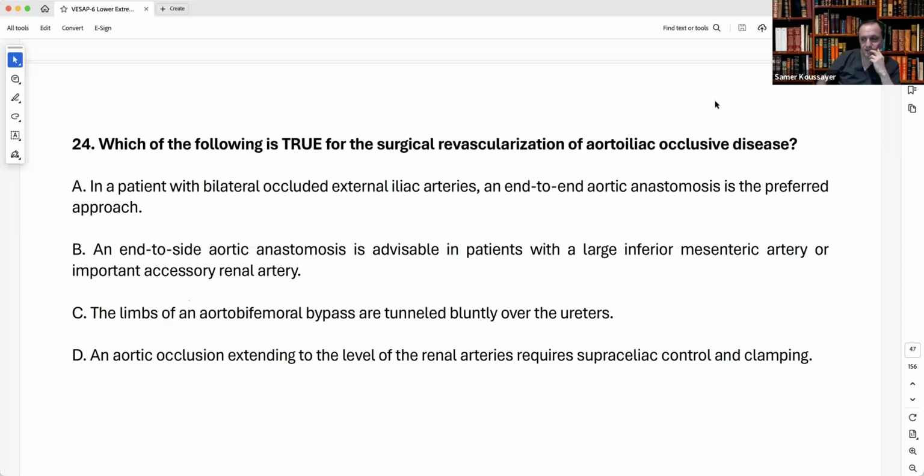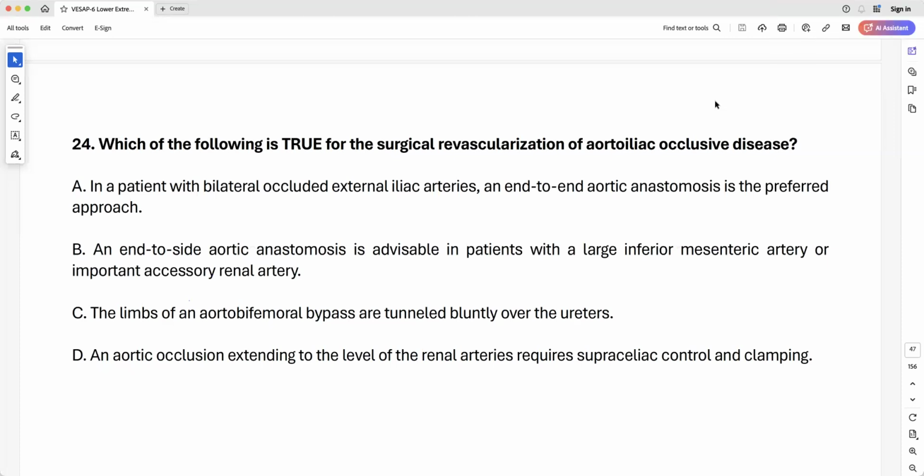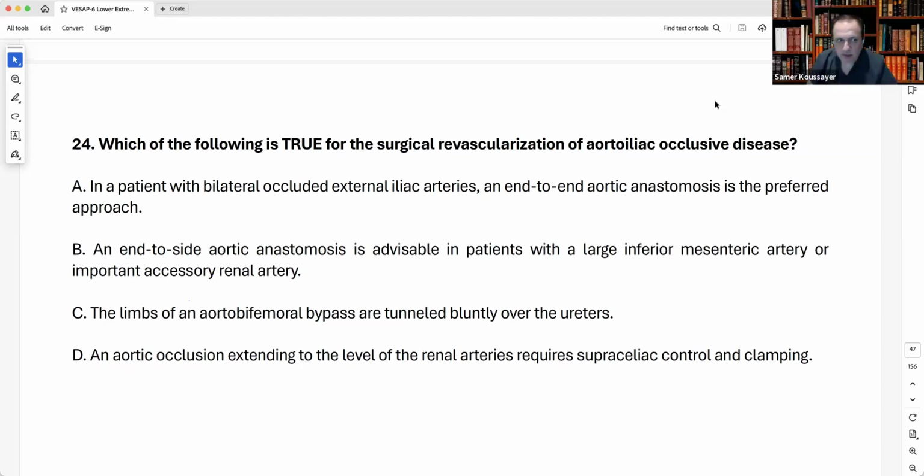Which of the following is true for the surgical revascularization of aortoiliac occlusive disease? A. In patient with bilateral occluded external iliac artery, end-to-end aortic anastomosis is the preferred approach. The wrong answer. The end-to-end aortic anastomosis is used only in aneurysmal aorta, not in aortic occlusive disease. This is not a true statement.